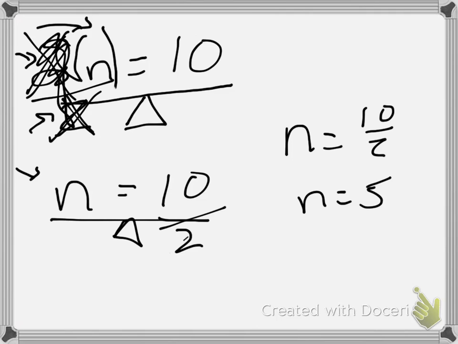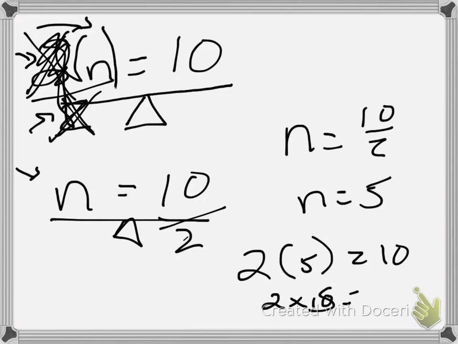Now remember, at the beginning of this lesson we talked about how we already knew that 5 was the answer simply by looking at it. Two groups of 5 is going to equal 10, but I'll write it out so you can see what it looks like. Two groups of 5 is equal to 10. That's the same as 2 times 5 equals 10, and we know that we've got the correct answer.